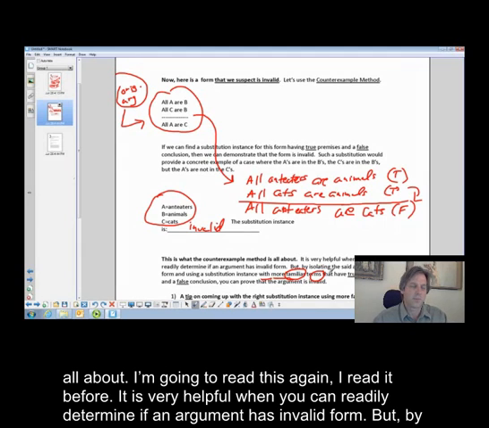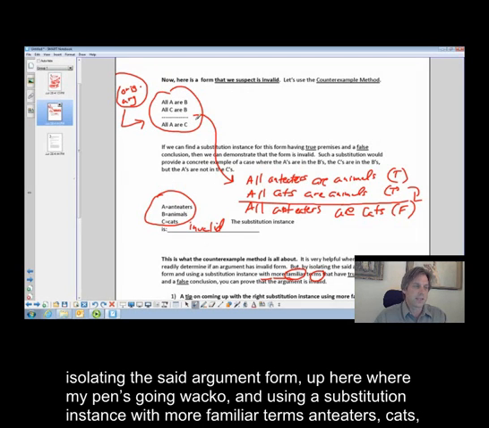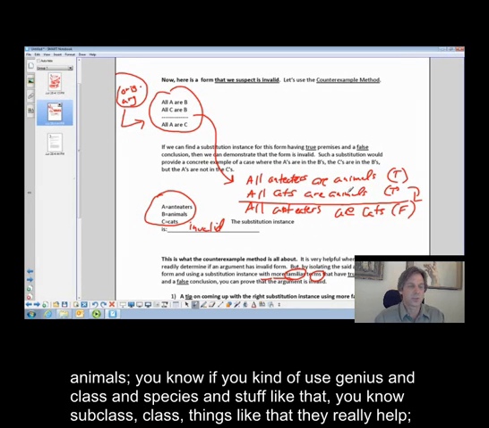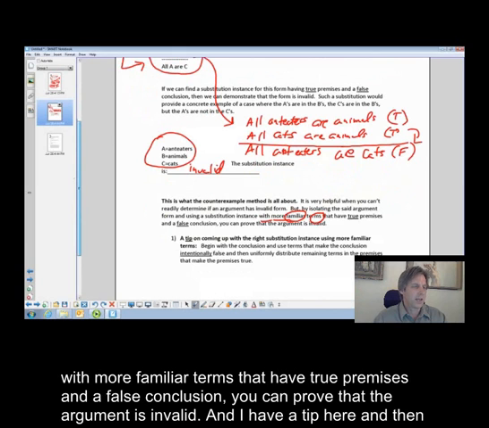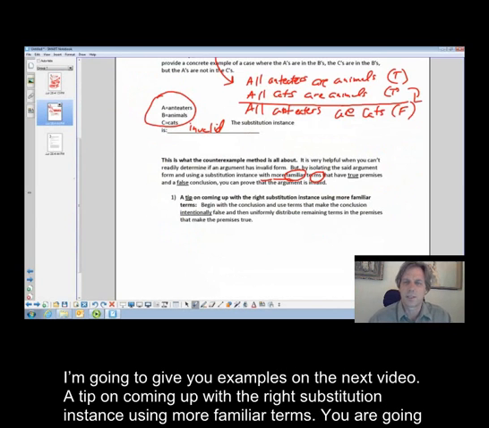I'm going to read this again. I read it before. It is very helpful when you can't readily determine if an argument has invalid form. But by isolating the said argument form up here, and using a substitution instance with more familiar terms, anteaters, cats, animals, if you kind of use genus and class and species, subclass, class, things like that, they really help. With more familiar terms that have true premises and a false conclusion, you can prove that the argument is invalid. And I have a tip here, and then I'm going to give you examples on the next video.